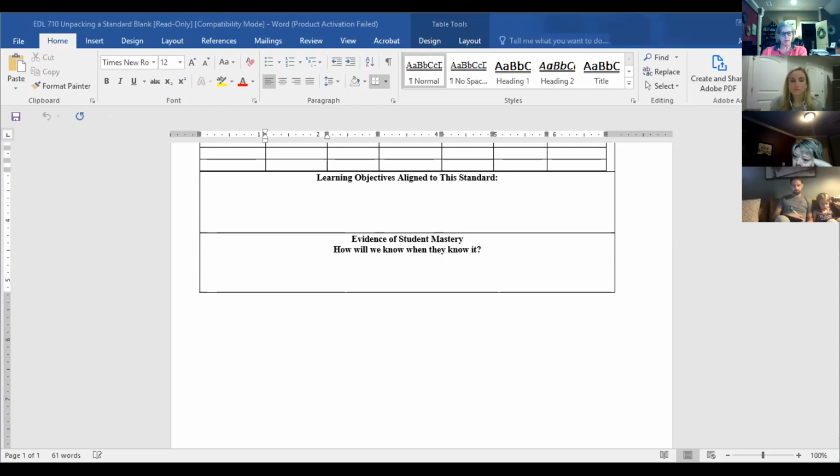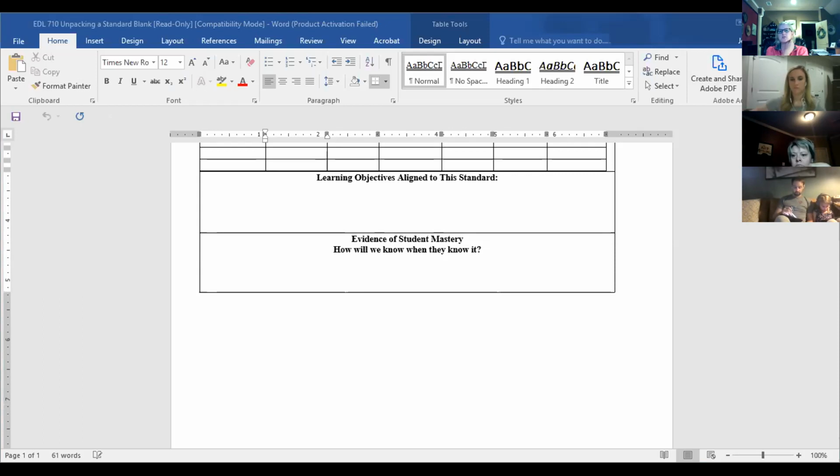So how do you use this template? You're going to choose a standard you want to unpack, just like we said in the first one. You're going to underline the verbs, circle the nouns. Then you're going to put the standard. So this is the standard, the way it's actually written, okay? This is the nouns. These are the verbs. What is the big idea?